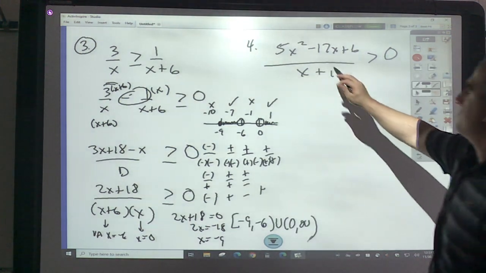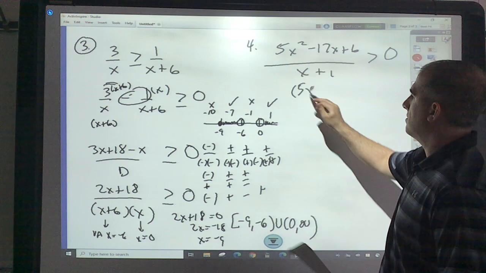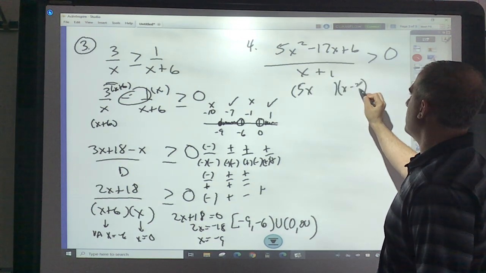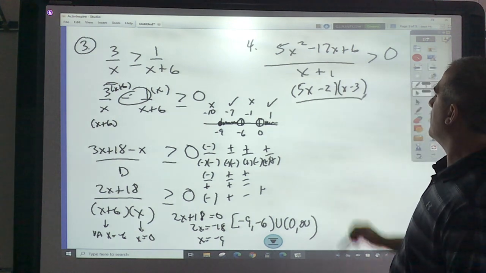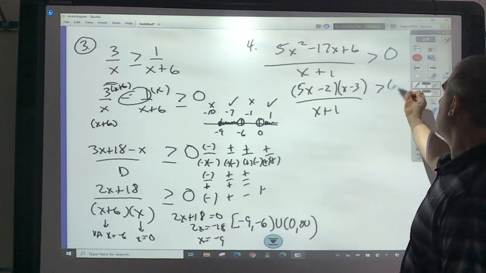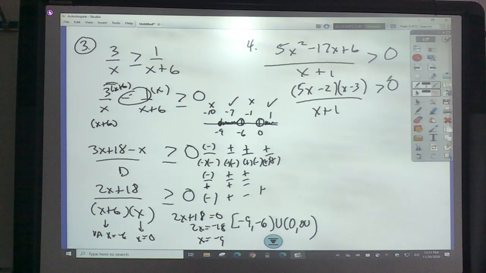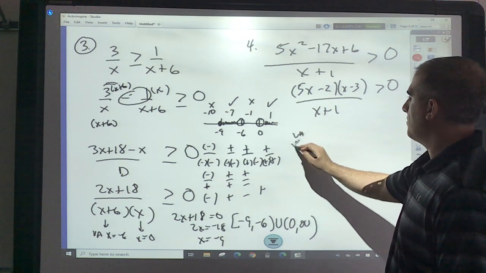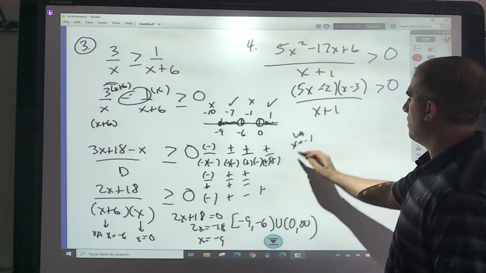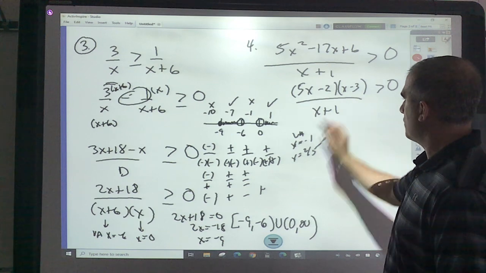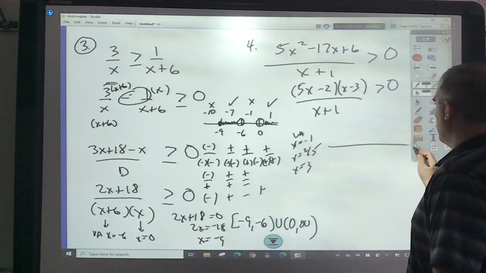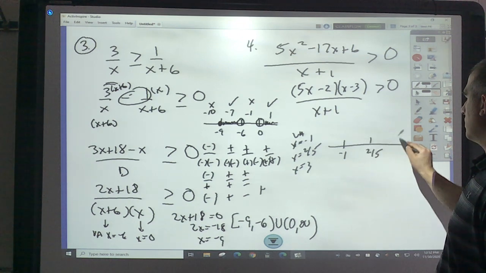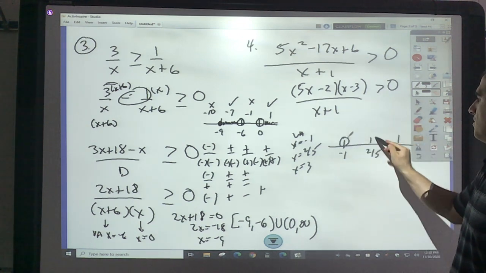If I do this one, what I want to do is factor. I got 5x, it'll be (x minus 3)(x minus 2). Okay, this is just x plus 1 greater than 0. Now, since I've got this, that means they're all going to be open circles. So my vertical asymptote would be negative 1. If I solve that, that would be 2/5. If I solve that, it would be 3. The smallest there would be negative 1, 2/5, 3. All going to be open circles.